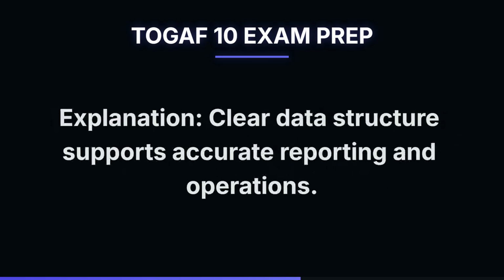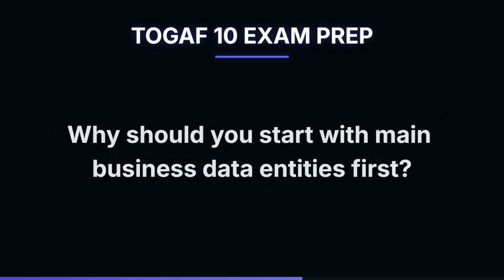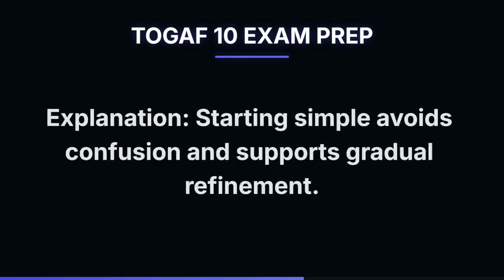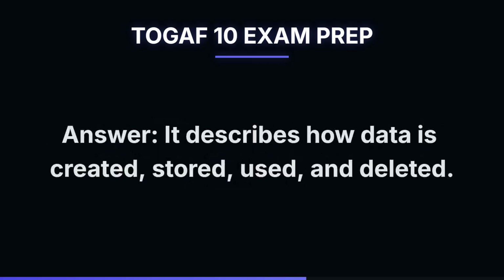Clear data structure supports accurate reporting and operations. 2. Why should you start with main business data entities first? Main entities represent core business objects and processes. Starting simple avoids confusion and supports gradual refinement. 3. What is data lifecycle management? It describes how data is created, stored, used, and deleted.